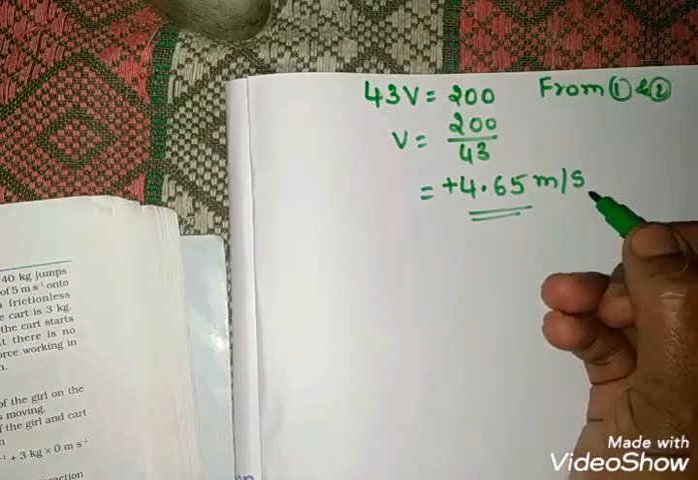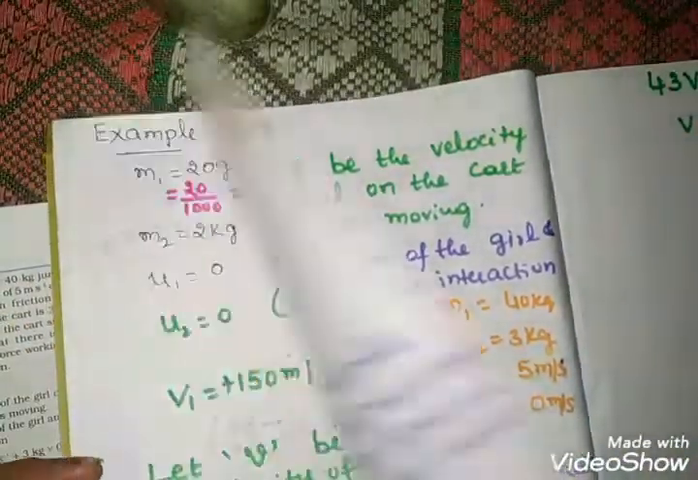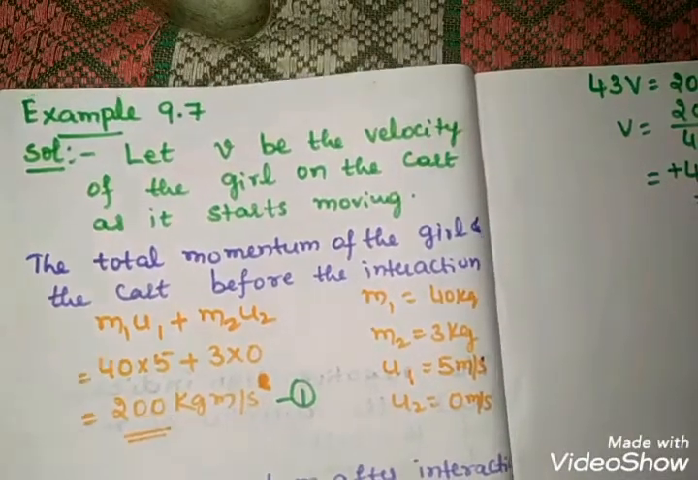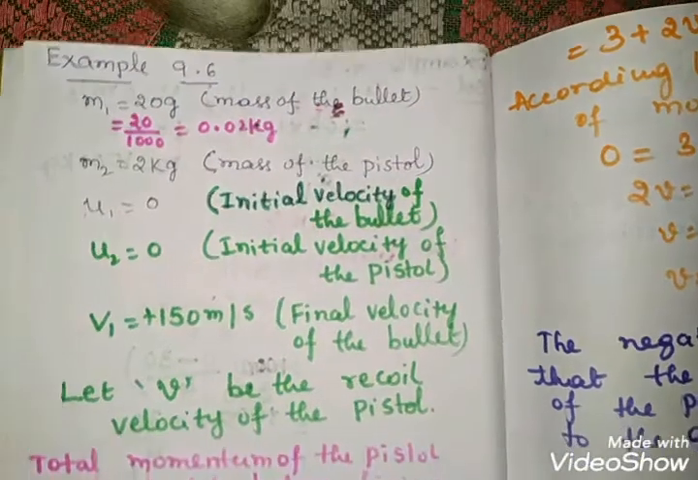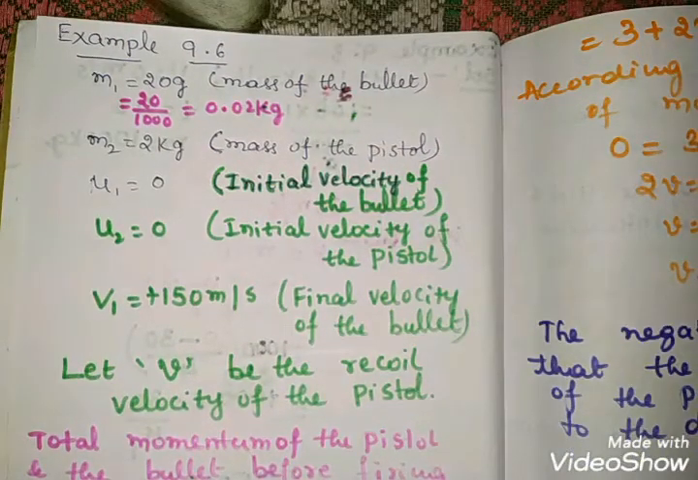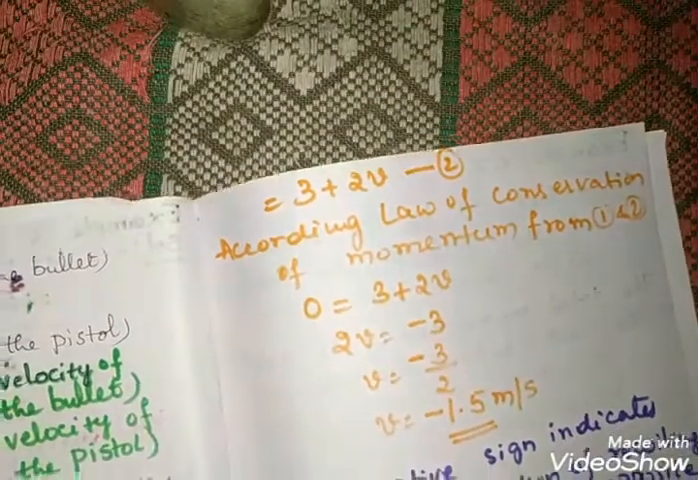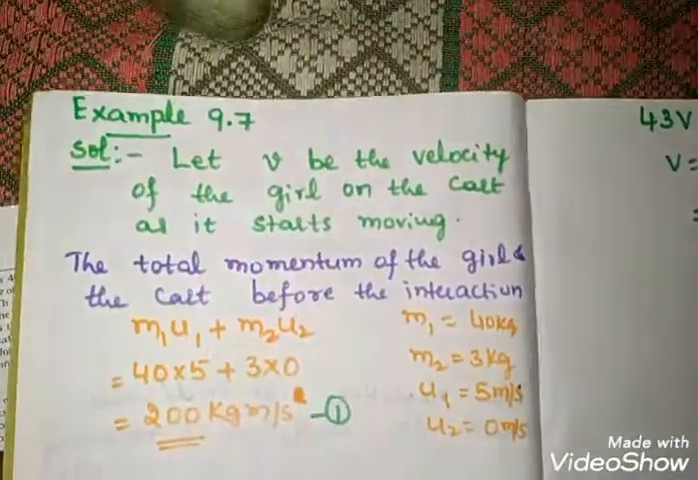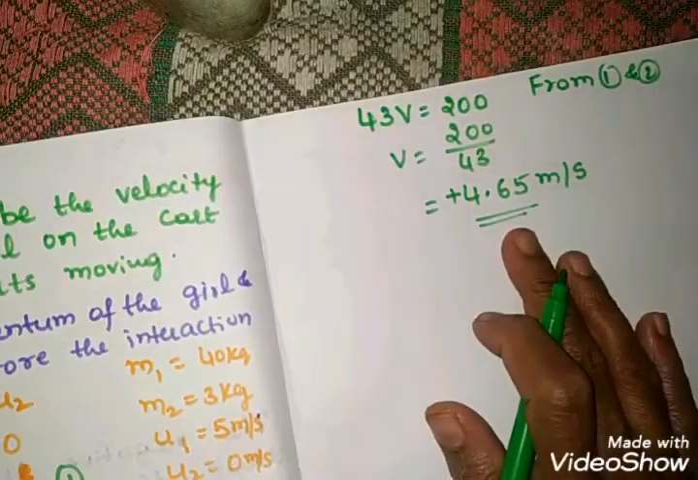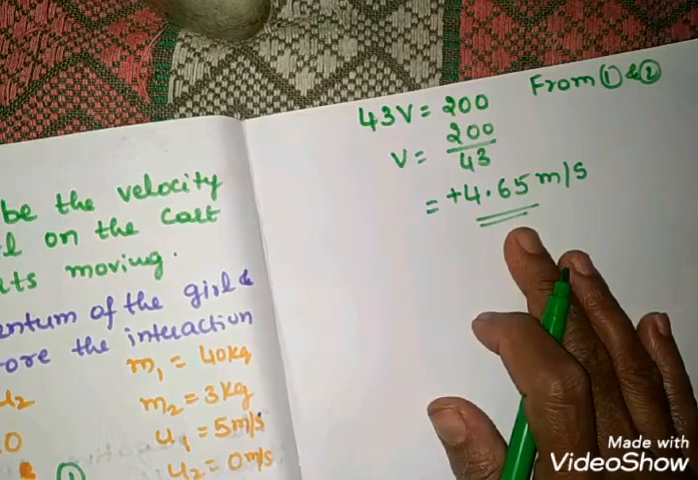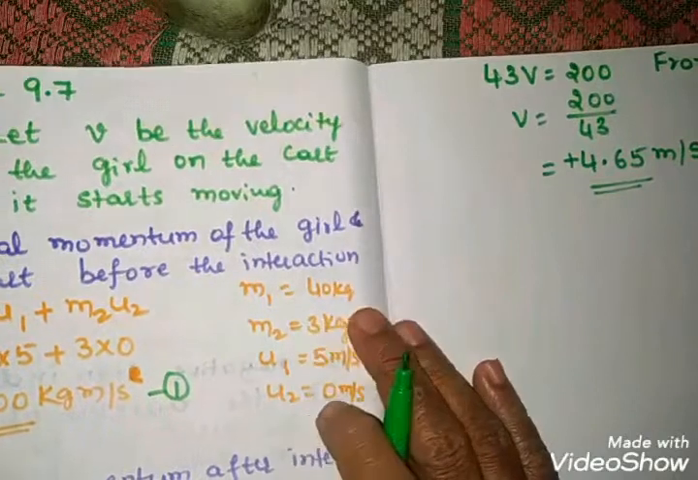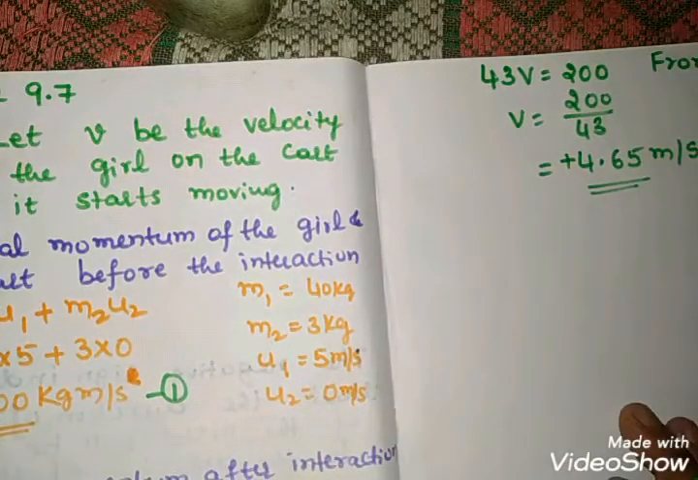I hope you understood. Isn't it? Yes. Observe, children, here kg meter per second in all the sums it is. Example 9.6 also related to the conservation of momentum. Here also we are finding out the momentum before the reaction and after the reaction, and then we are equating them. In the same way, example 9.7 is also related to the same topic and concept. Easy one. Hope you understood. Isn't it, children? Yes. Okay then.